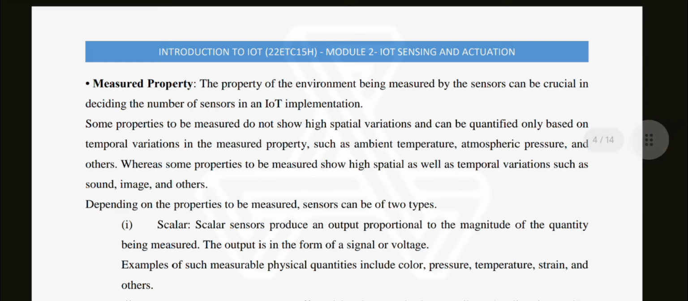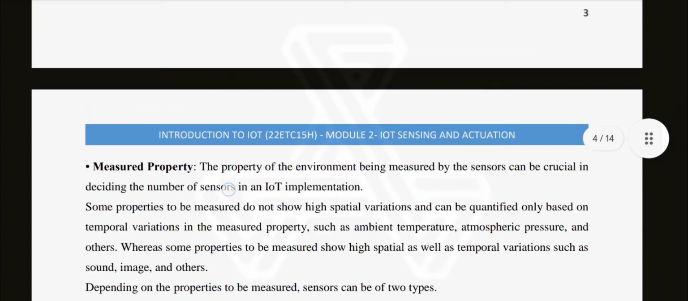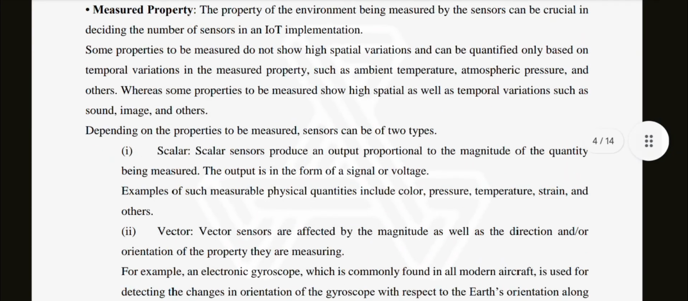Measured property. The property of the environment being measured by the sensors can be crucial in deciding the number of sensors in an IoT implementation. Some properties to be measured do not show high spatial variations and can be quantified only based on temporal variations in the measured properties, such as ambient temperature, atmospheric pressure, and others. Whereas some properties to be measured show high spatial as well as temporal variations, such as sound, image, and others. Depending on the properties to be measured, sensors can be of two types.